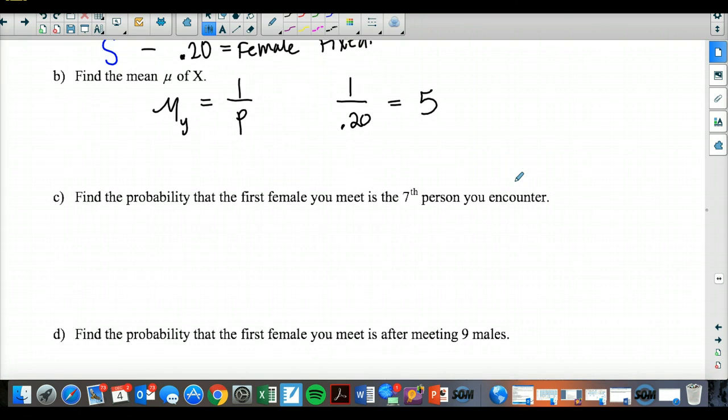What's the probability that the first female you meet is the 7th person you encounter? We already know it's geometric. Is that PDF or CDF? PDF. So this is geometric PDF of X is equal to 7. So my probability is 0.20. My number is 7. So I'm going to second VARS.